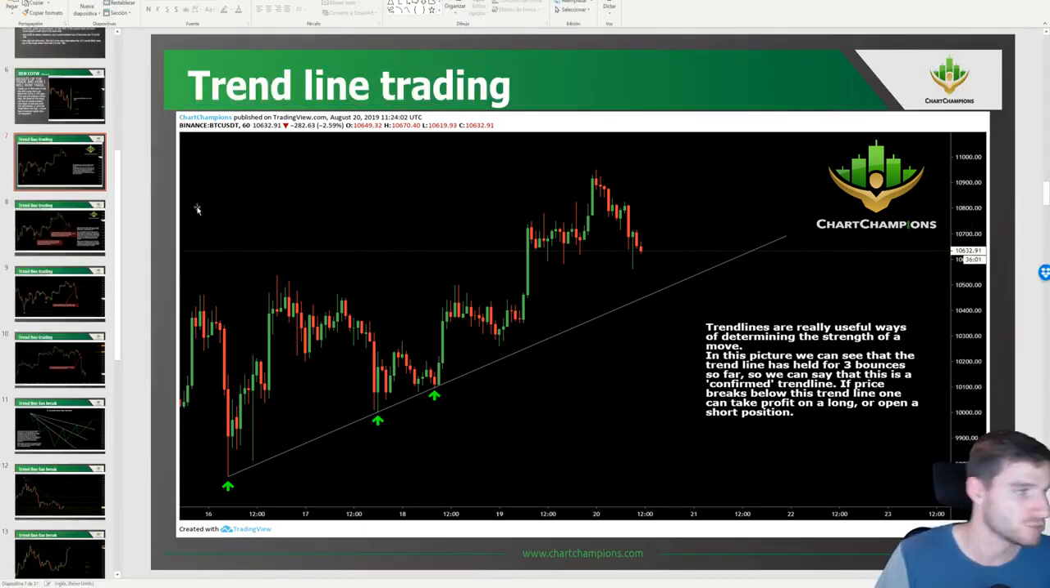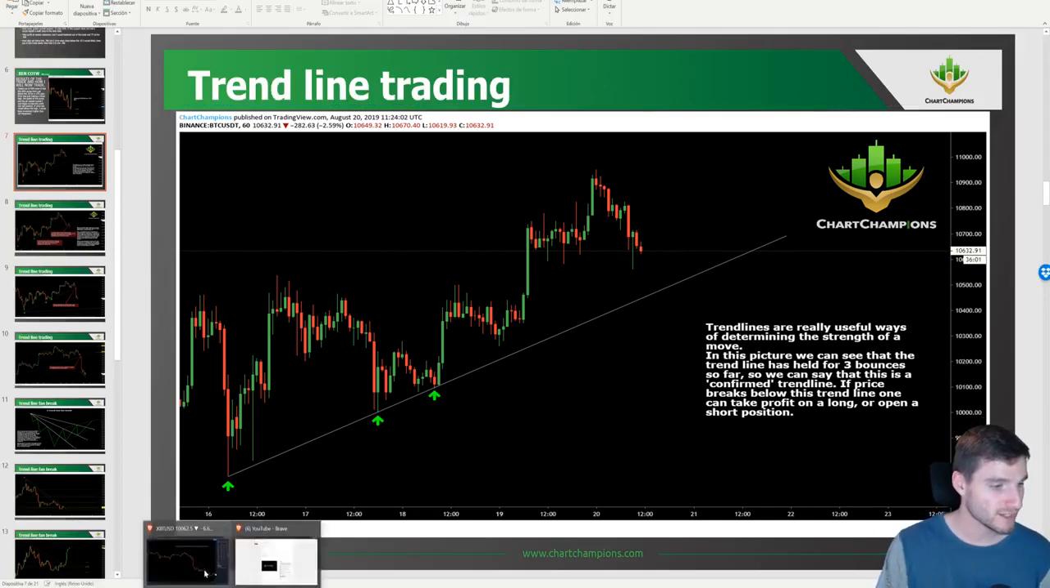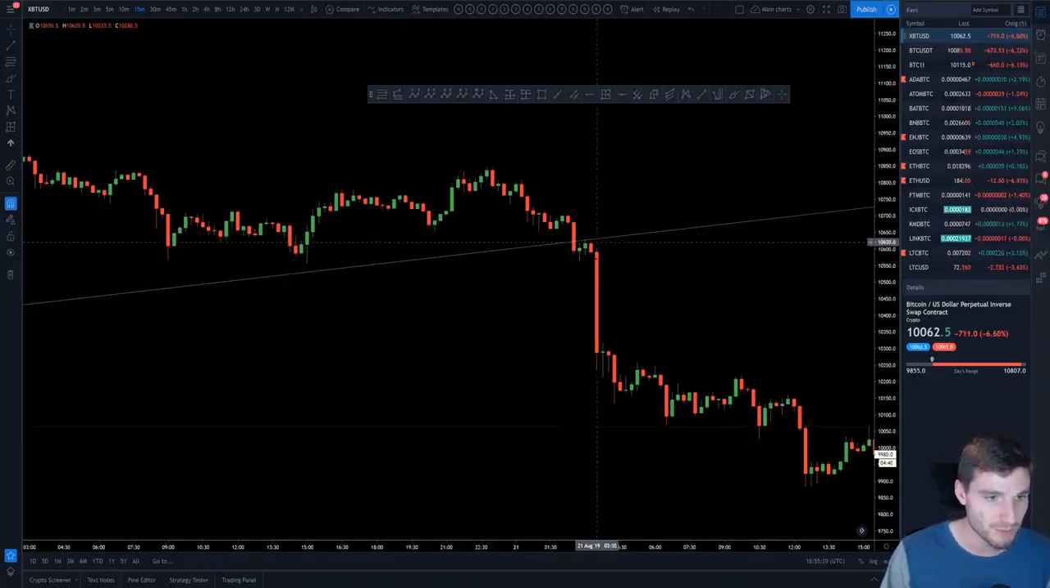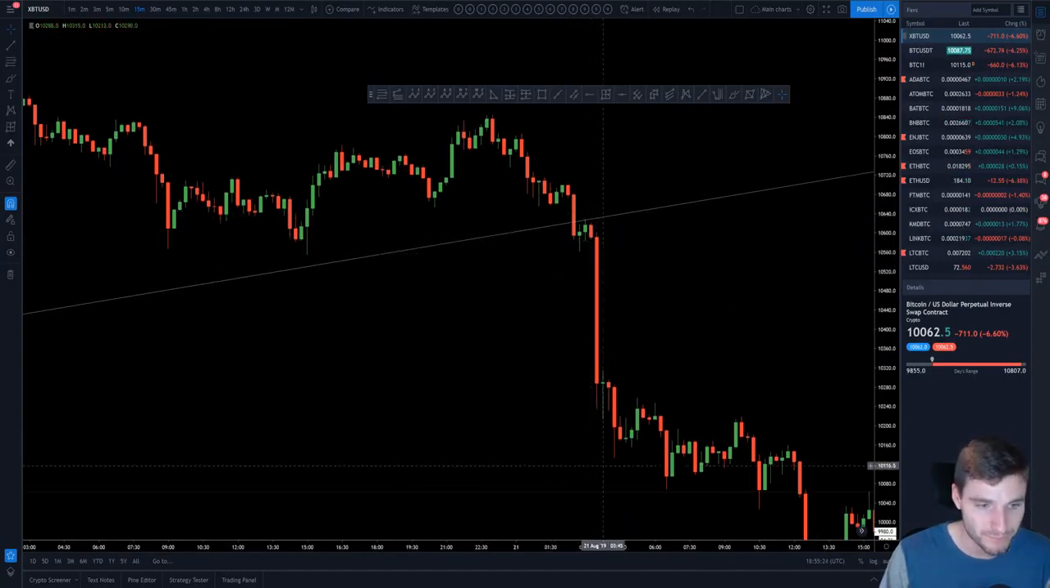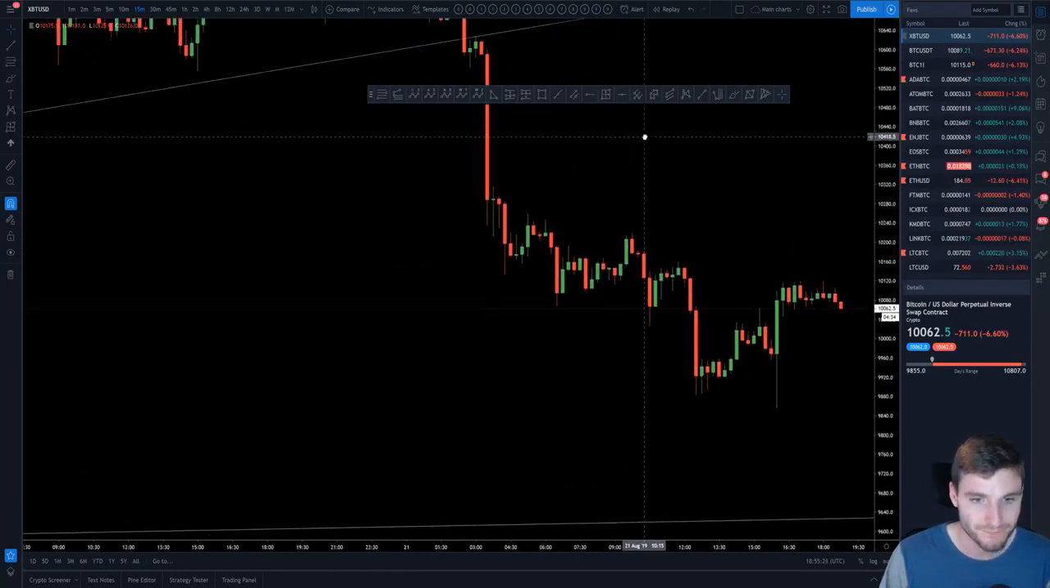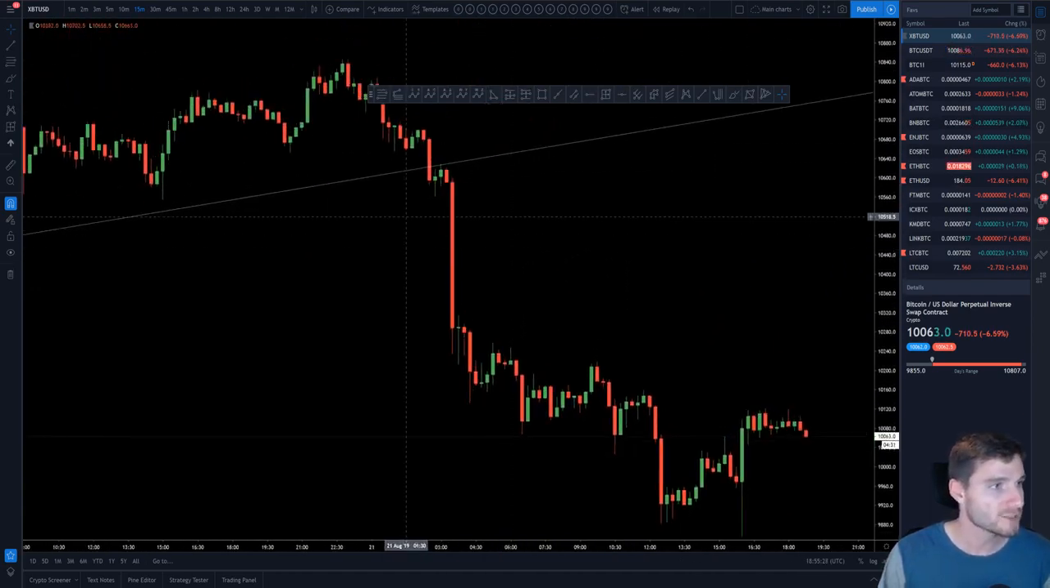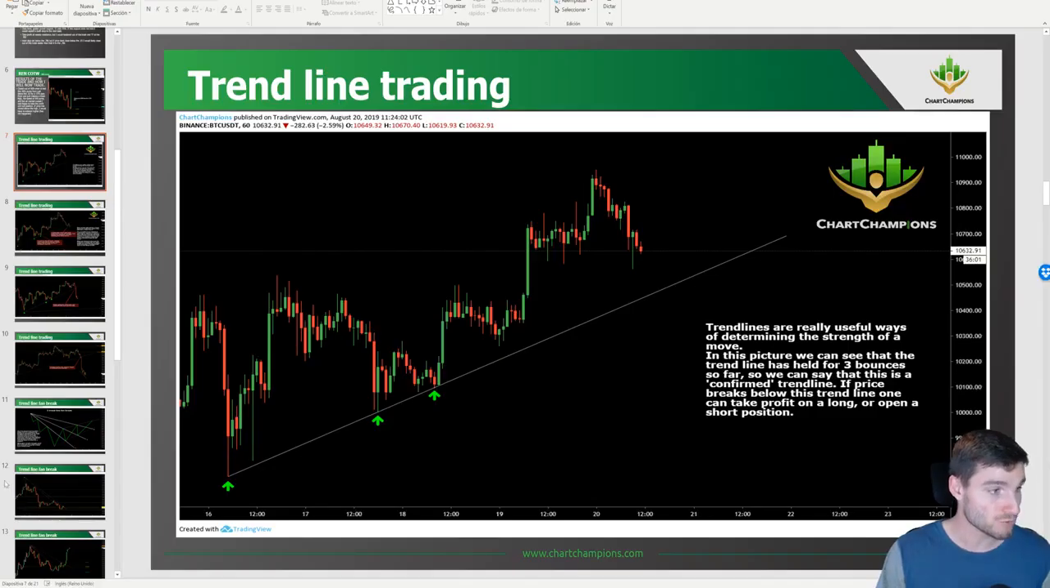So yeah, I look to short the breakdowns, and what's really nice about that is that on Bitcoin, you would have made some nice profits as you short that breakdown, and it totally rolls over there. It's still kind of rolling over now. So yeah, that's pretty nice. Cool. So moving on to the next trend line pattern.